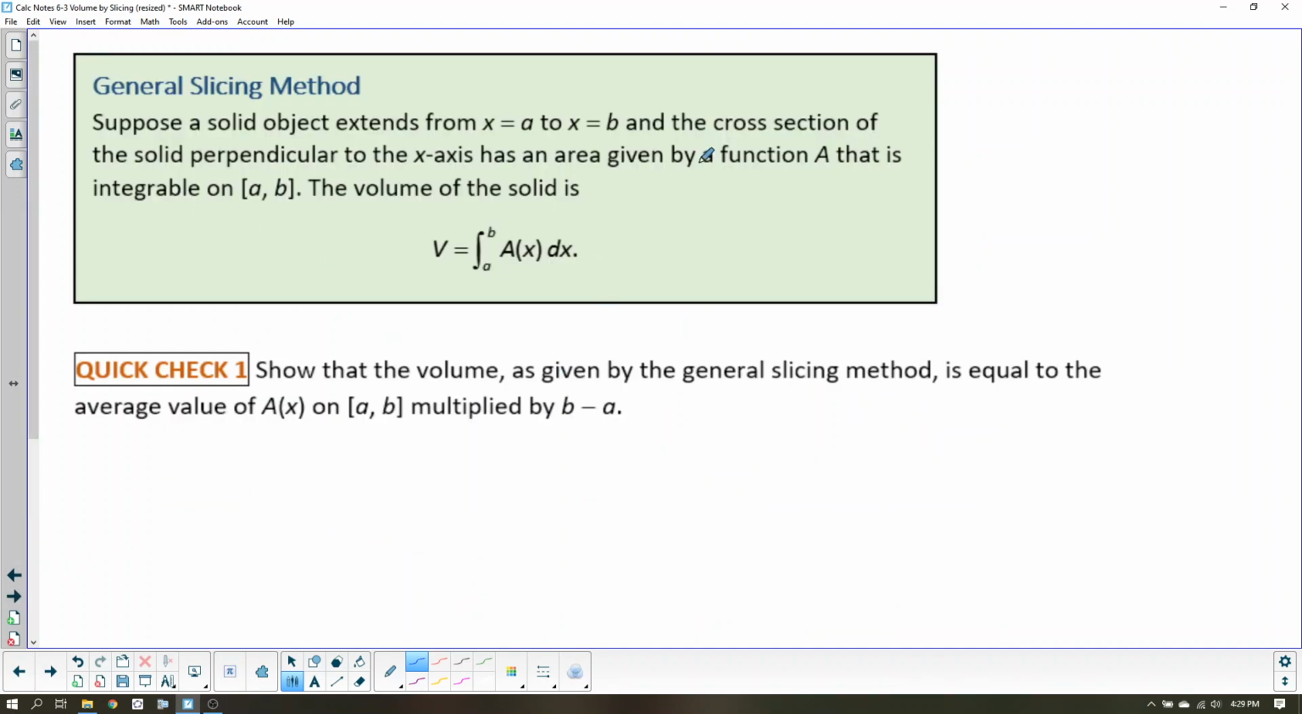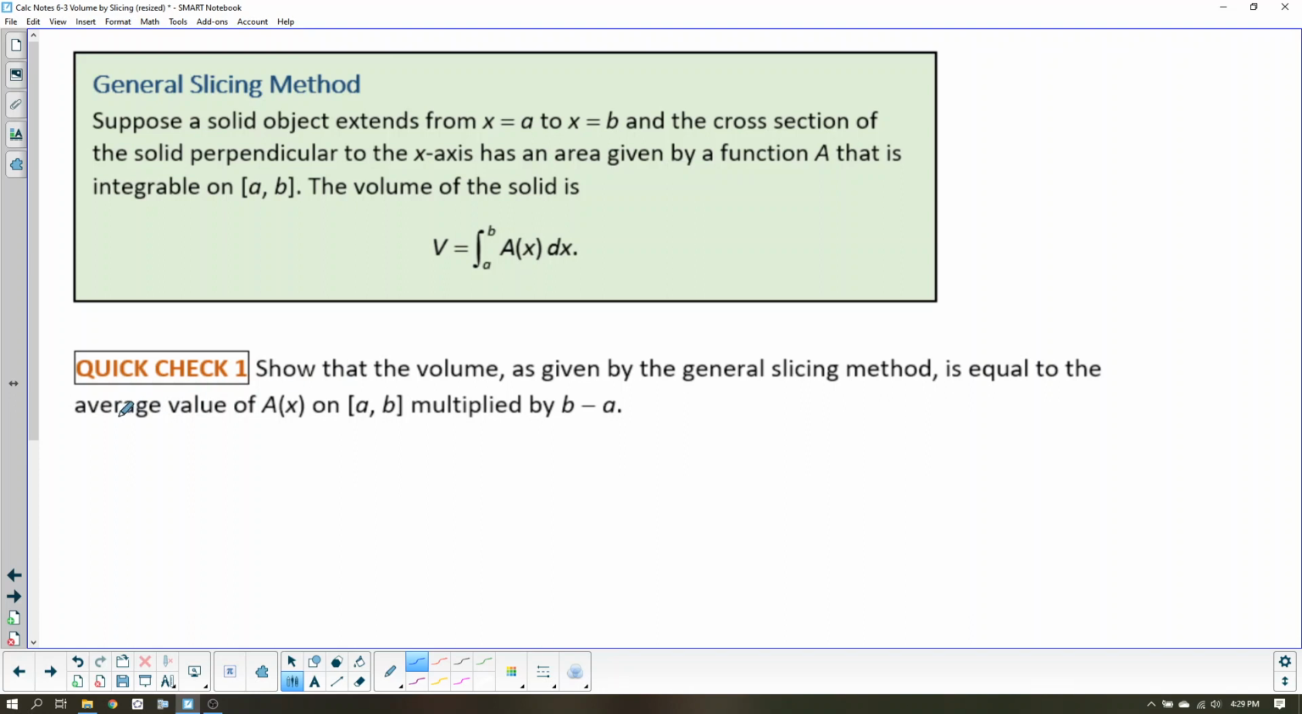Okay, so this is just stating that again. The general slicing method says you've got to get this cross-sectional area function, and then you simply integrate it over the interval a to b. It is also critical to note here that the cross-sections have to be perpendicular to the axis that you're integrating along. And you'll see that when we start to get to the pictures.